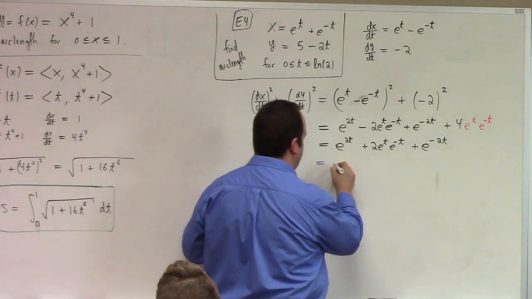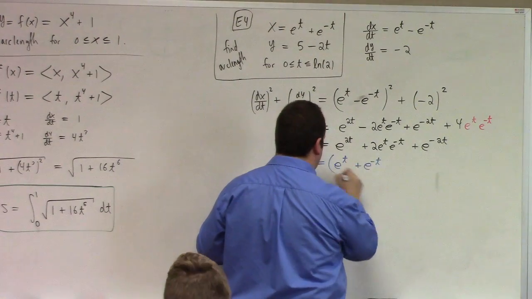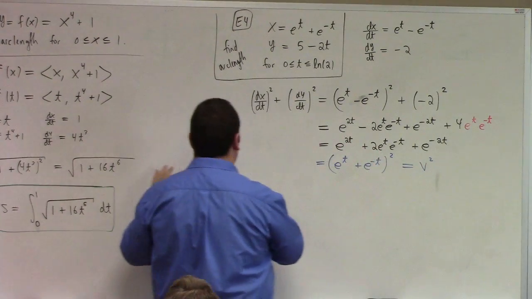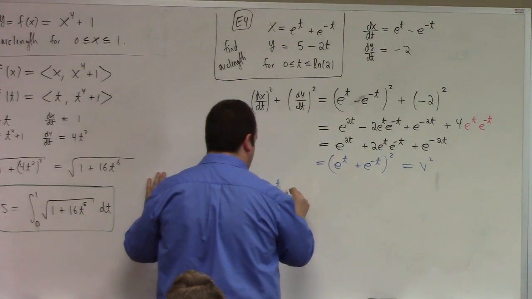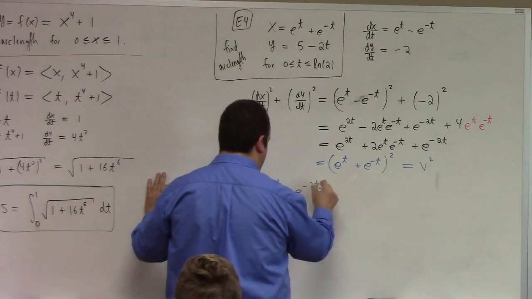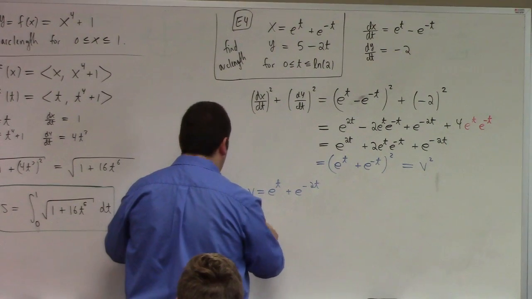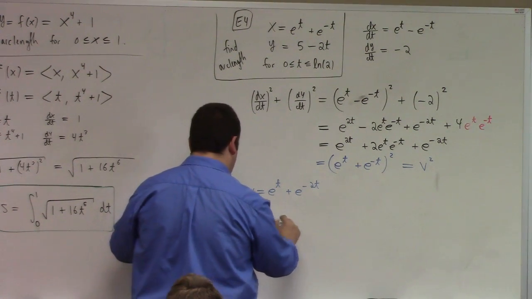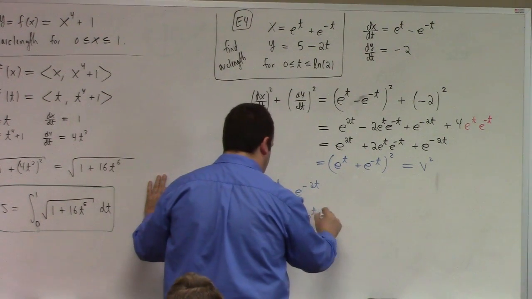But anyway, so this is e to the t plus e to the minus t, squared, right? And so that's equal to the speed squared. So therefore, the speed is in fact e to the t plus e to the minus t, right? And so the integral of the speed from 0 to log 2 would be the integral from 0 to log 2 of e to the t.